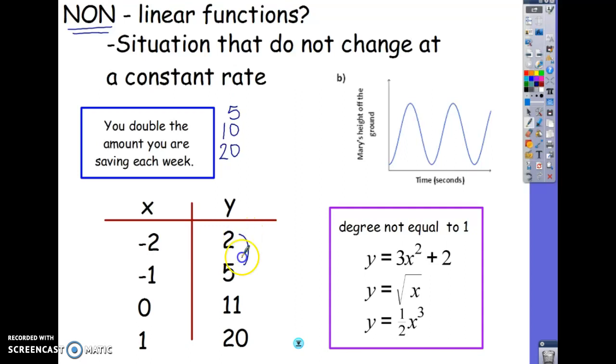Same for our table. Well, 2 to 5 we change by 3, 5 to 11 we change by 6, 11 to 20 we change by 9. These are not the same numbers, so it's not linear. When we're looking at a graph, anything that's not a straight line is not linear. And when we're looking at an equation, anything where the degree is not 1. So here our degree is 2, here our degree is actually 1/2, here our degree is 3. So those are examples that are non-linear.